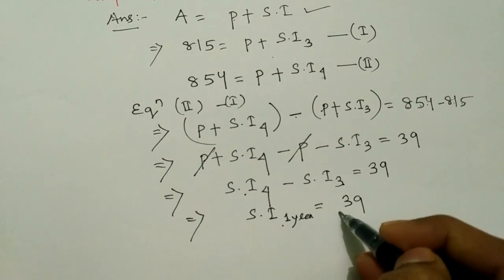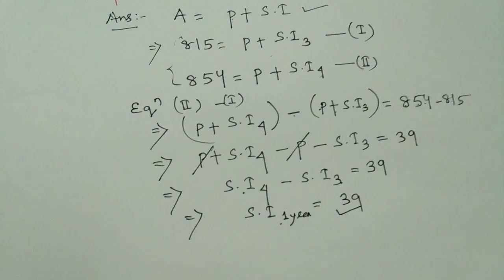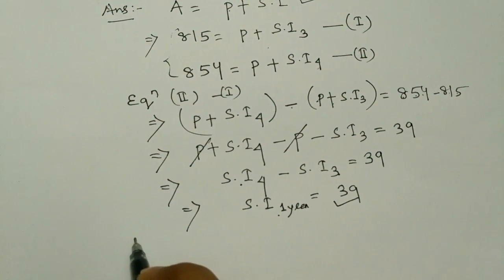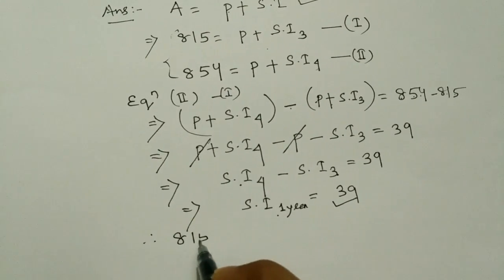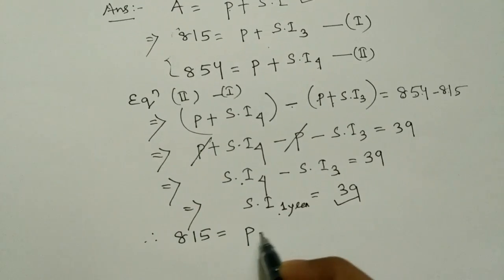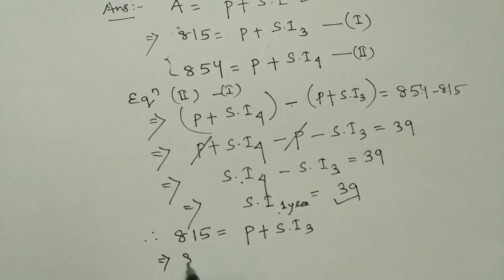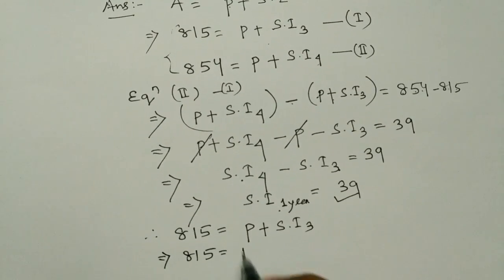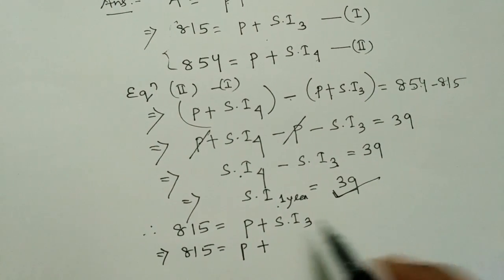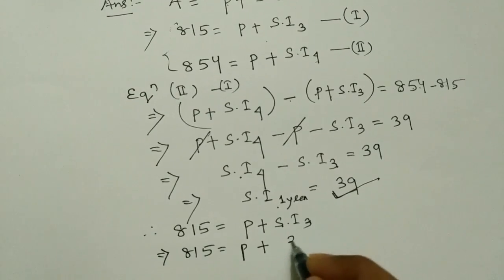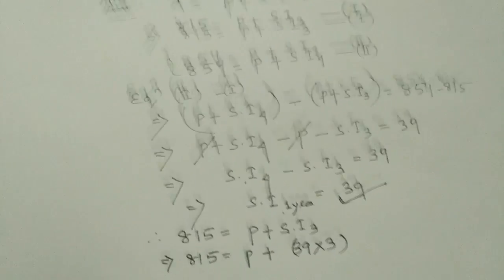Now put this simple interest for 1 year into either equation 1 or 2, and you will get the answer. Let's say I will put it in equation number 1. Equation 1 says 815 is equal to principal value plus simple interest for 3 years. As you know, simple interest for 1 year is 39 rupees, so simple interest for 3 years will be 39 into 3 rupees.